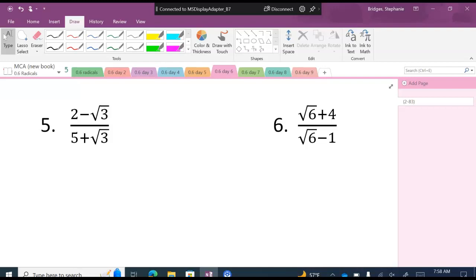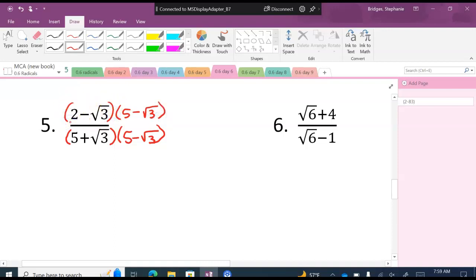If my denominator is 5 plus the square root of 3, what would the conjugate of that be? 5 minus. Okay, so that's what we're going to multiply the top and the bottom by, 5 minus the square root of 3. And again, I like to add the parentheses just because, to me, it makes it look better when I multiply. So start at your top. Go ahead and FOIL out those 2 binomials. You want to multiply 2 minus the square root of 3 times 5 minus the square root of 3.